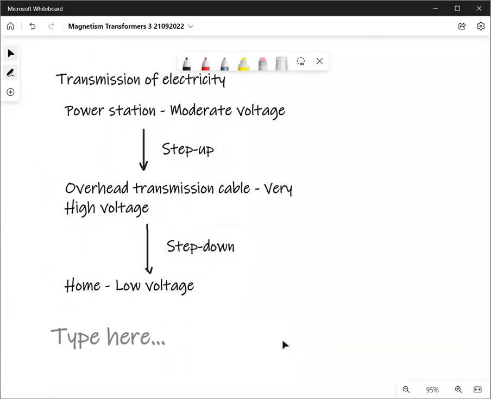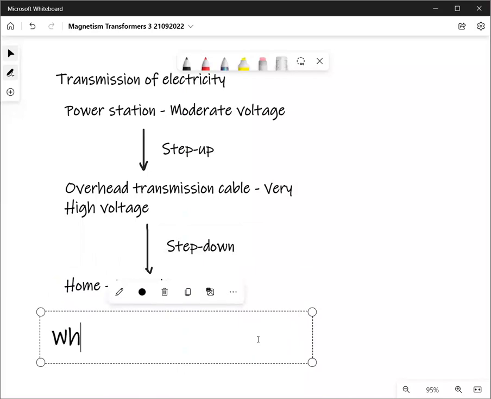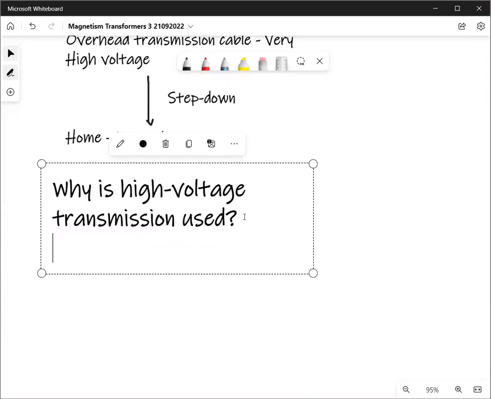Now the first thing is, why is power, let's say electricity, why is high voltage transmission used? Write it in your notebooks right now. This is a question. I'll tell you the answer.